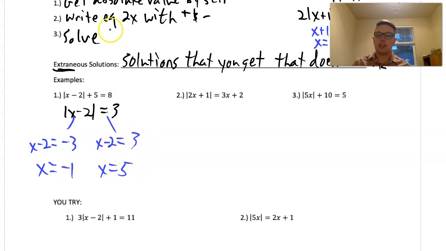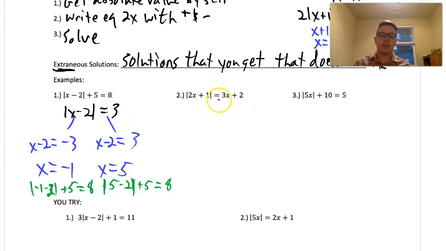Now let's do a quick check, make sure those work out. If we have negative 1, we'd have the absolute value of negative 1 minus 2, plus 5, is equal to 8. So negative 3 becomes positive 3. That works out. What about for this one? Well, we'd have 5 minus 2 plus 5 is equal to 8. So we'd have 3 inside of here. That would work out. All right.